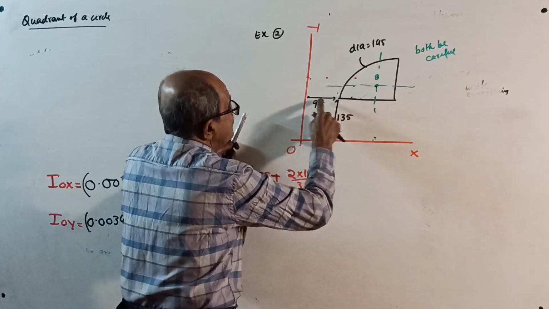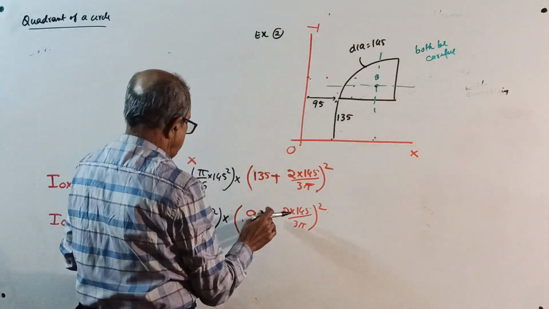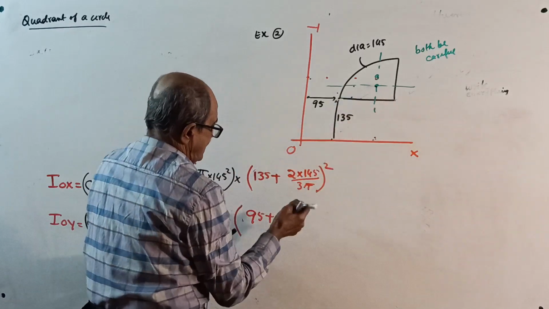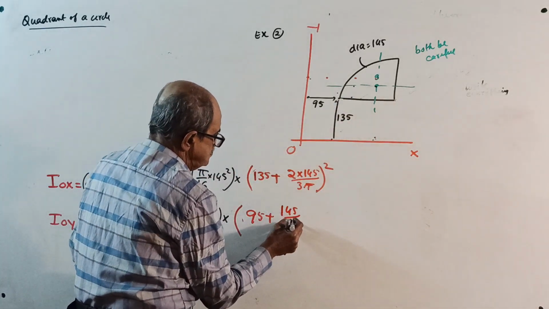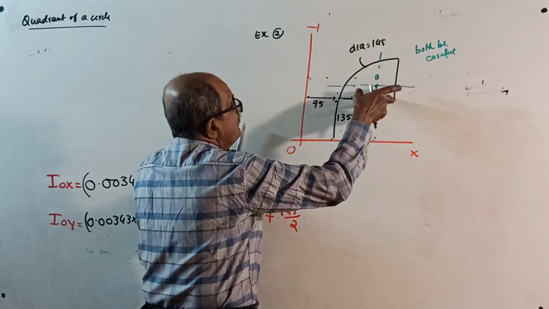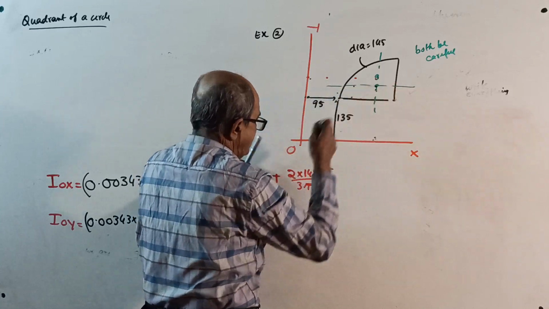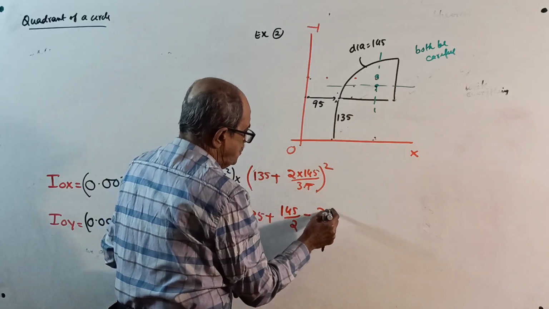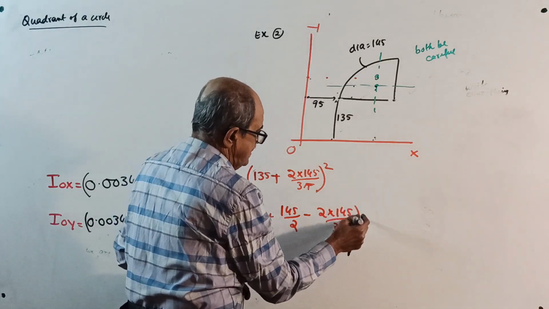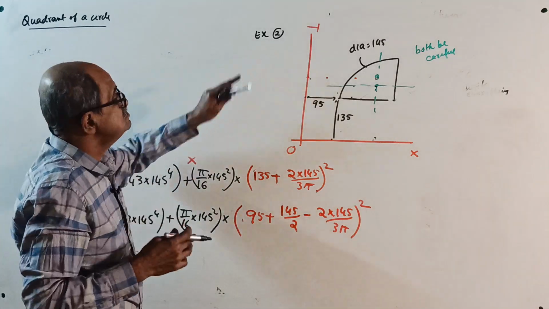This is 2d by 3 pi. So 95 plus this full distance is how much? 95 plus this radius, 145 by 2. See, 95 plus diameter is 145, means 145 by 2 will give you from here up to here. Then subtract 2 into 145 divided by 3 pi, whole square. That is for example 2.